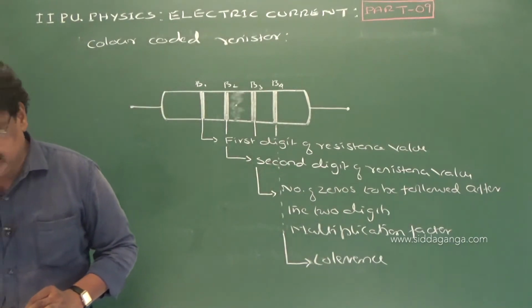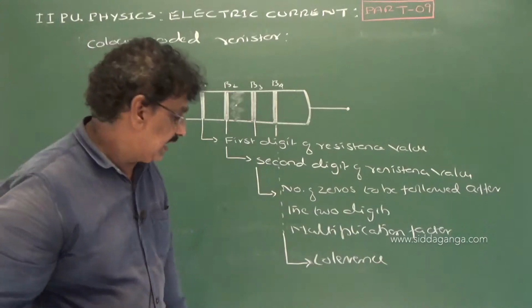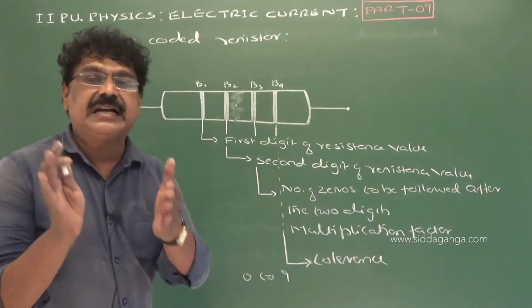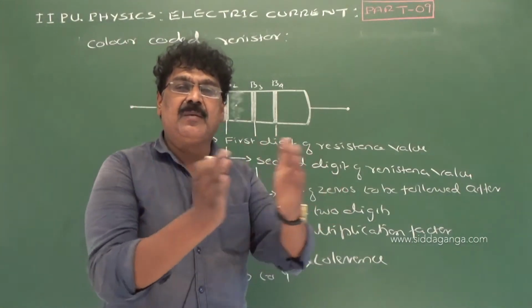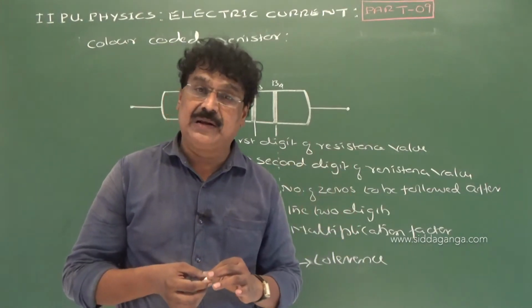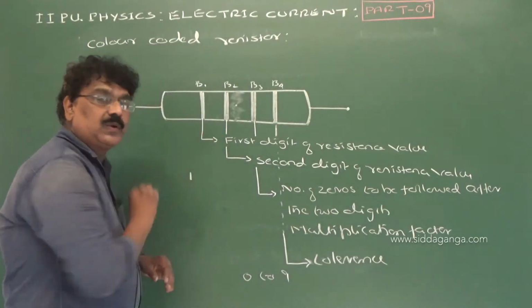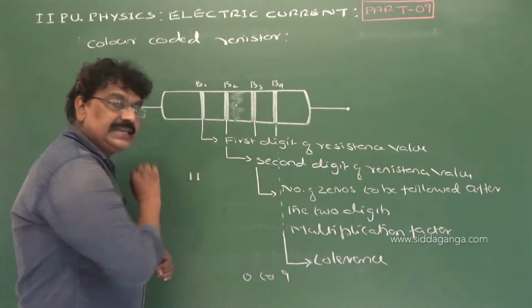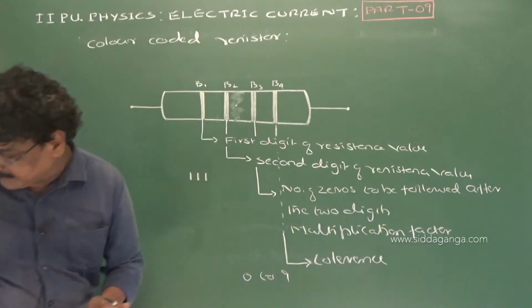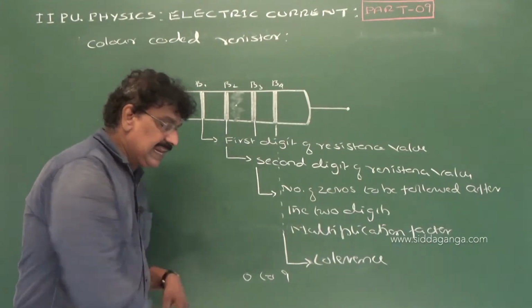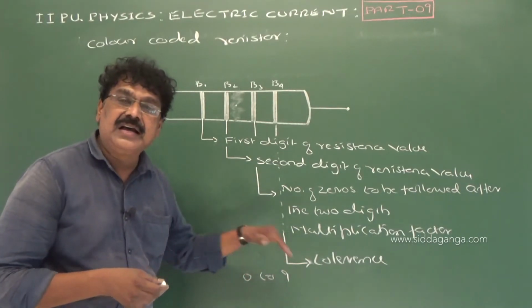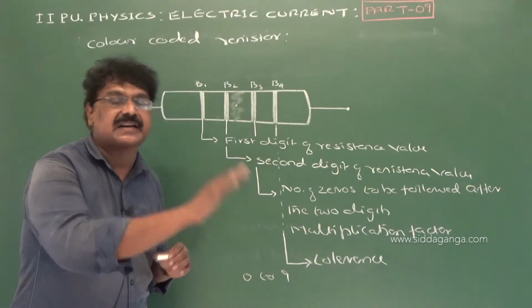Here we generally have 10 digits, starting from 0 to 9. Depending upon the position of digits, they can have different values. Say this is 1, this is 11, this is 100, like that. Here we have 10 digits, 0 to 9, and these digits are represented by different colors.